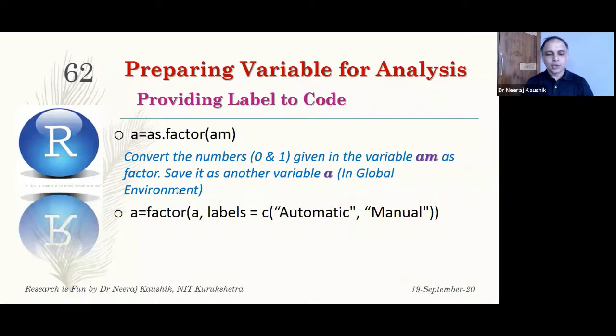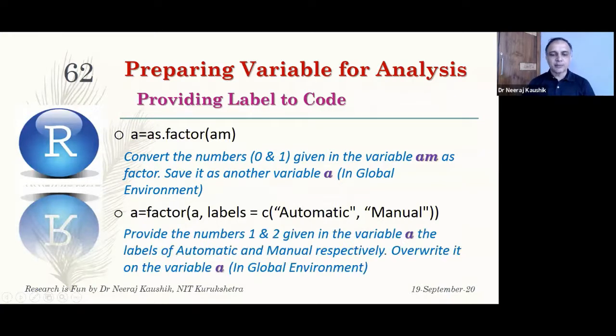Sorry. So the second thing I said, provide the numbers. I have written 0, 1 and 2. It's not 1 and 2, it's 0 and 1 actually. Given in the variable A with the labels automatic and manual respectively, and overwrite it on the variable A. So now if we take the summary of A, this time it will say automatic this and manual this.